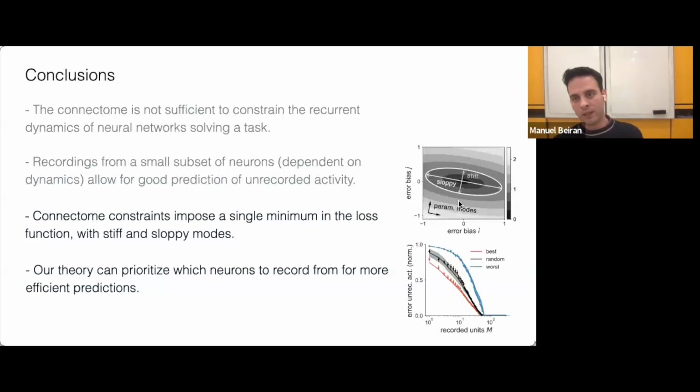We find that based on the theory, we can say that there is a single minimum in the loss function, and what matters are the stiff and the sloppy modes along that single minimum. If you want to think about it with other terms, what I'm saying is that it's the Hessian around the minimum that determines everything about the dynamics. And we can use that Hessian to prioritize which neurons should be recorded in neural systems from which we have a connectome.